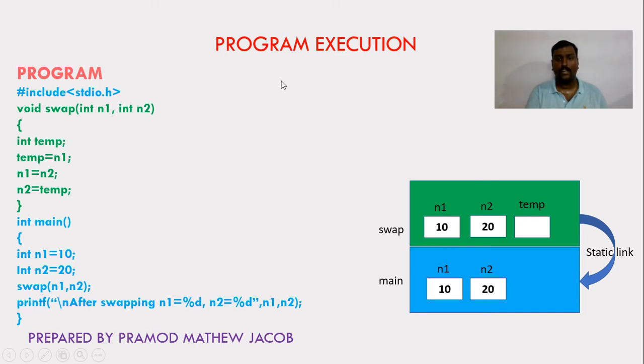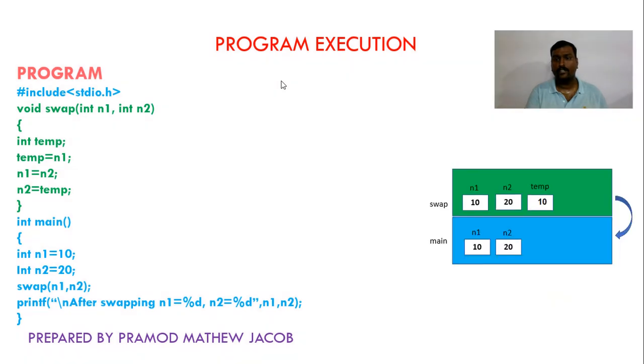Temp is equal to n1. That means the value of n1, which is 10, is copied to the temp location. So now n1 is having the value 10, n2 is having the value 20, and temp is having the value 10. The next statement is n1 equal to n2.